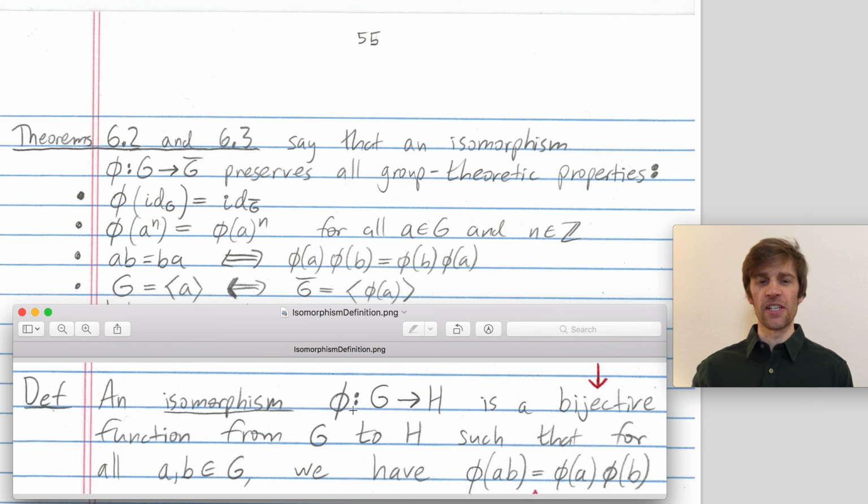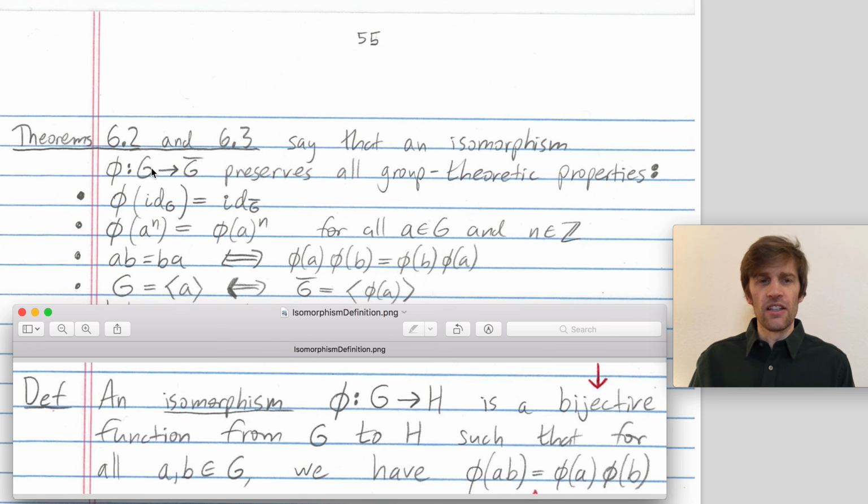An isomorphism is a bijective map phi from one group G to another group H, and it also preserves the group structure. So if I have two elements A and B in my first group G, then combining them in G and then mapping them over to H via phi is the same thing as first mapping A to H via phi and mapping B to H via phi and then combining them together in H.